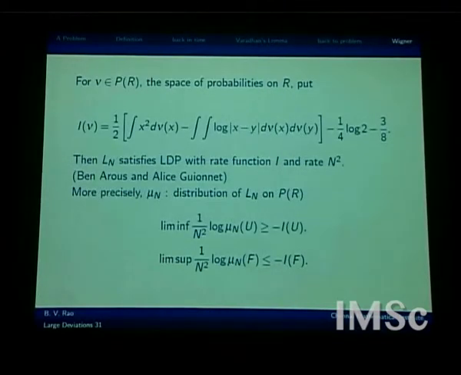Now, remember I said that the definition of large deviations makes sense for any Polish space. One example of a Polish space is the collection of probabilities on R itself, PR. Now, here we have a beautiful situation. What is that beautiful situation?